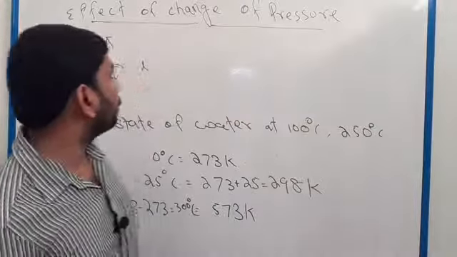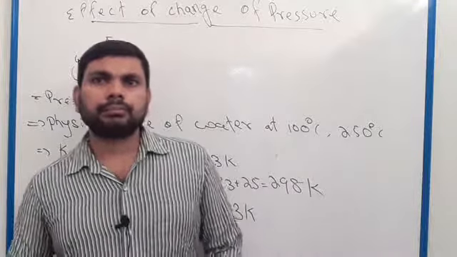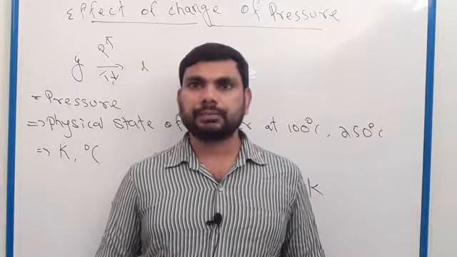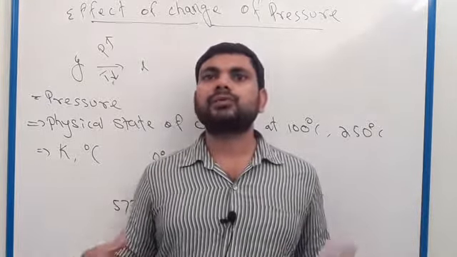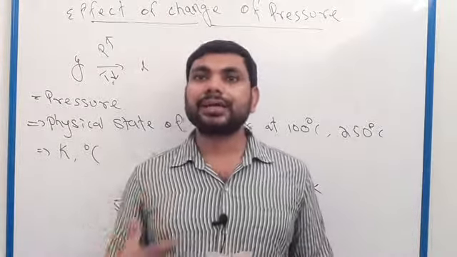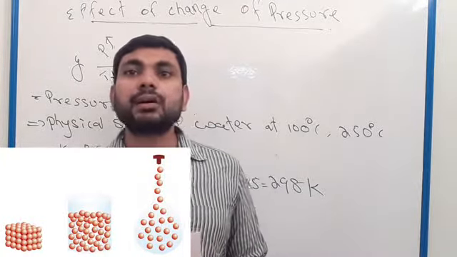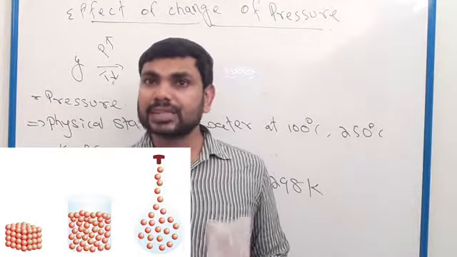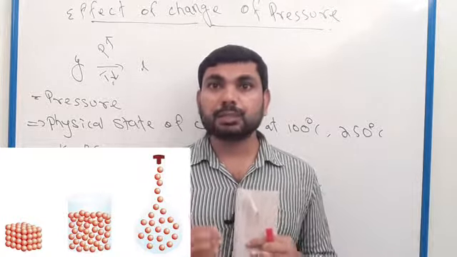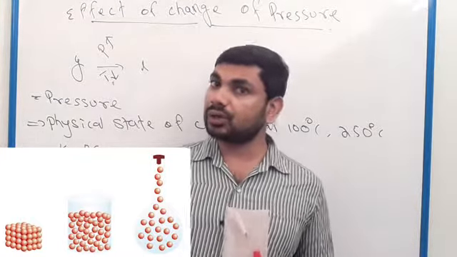Clear? Look here, first one, effect of change of pressure. See this diagram. When you change the pressure and temperature, what happens to gas? We know the intermolecular force of attraction between gas particles is very small. That's why gas particles can move freely and randomly. During this motion, gas particles collide with each other. Also, gas particles collide with the wall of the container.